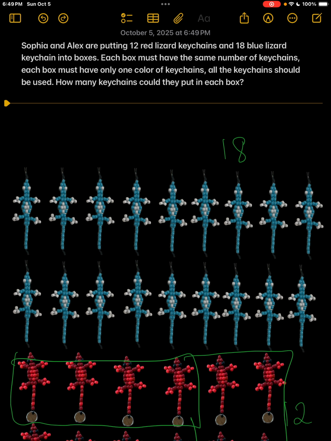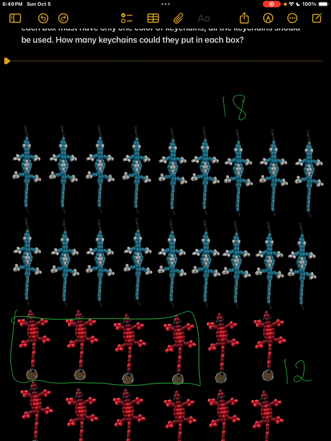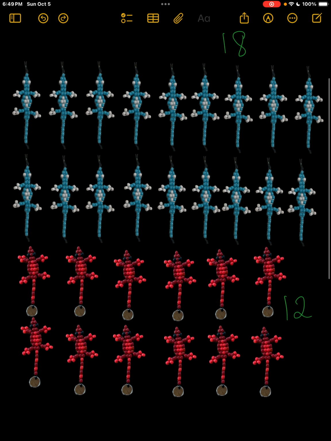And then what do you think about 5? Could I put 5 in each box? I have 18 and I have 12. 5 without any going over? So if you thought that we can't, you would be correct, because 5 is not a common factor, is not even a factor of 18 or 12. So we're going to have some left over, or we're not going to have enough. What about 6? What do we think about 6?